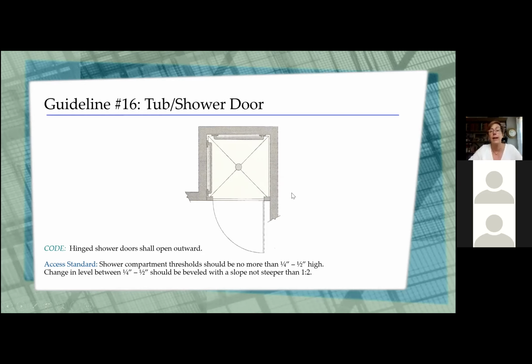The goal for access standards is the threshold. We don't want it to be more than about 1/4 inch to 1/2 inch high. And the change in level should be beveled or sloped so that you can get into and out of there and the water doesn't come out all over the floor.